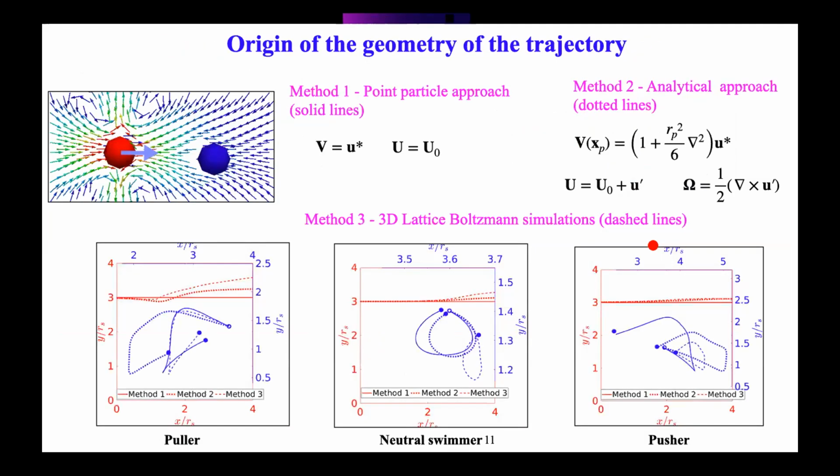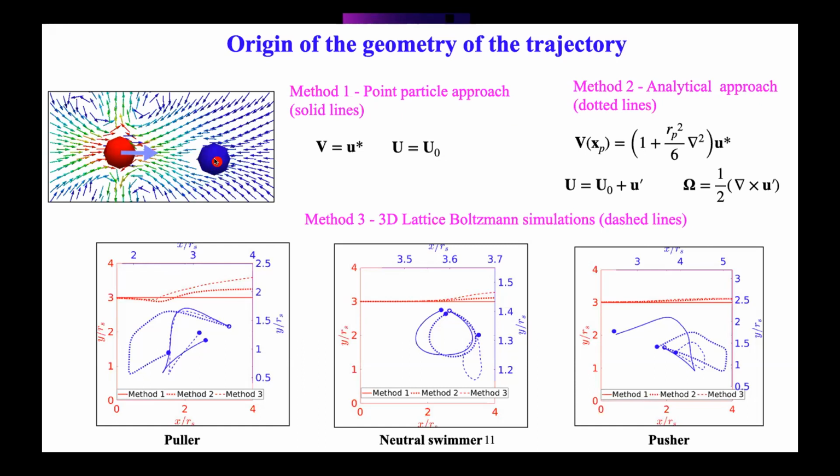Then we wanted to look at the origin of this geometry of the trajectory. For that, we have used 3 different methods. This is done to isolate the different hydrodynamic interactions that I discussed in the beginning. The first method is the point particle approach, where we approximate the passive particle to be a point particle. If you look at this flow field, which is the flow field generated by the microswimmer here, in this method we have the passive particle as a point particle.